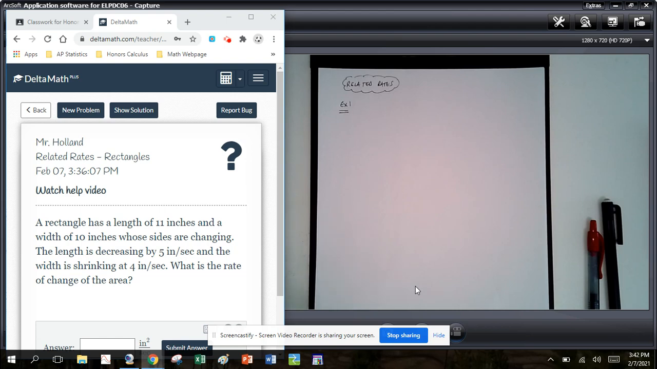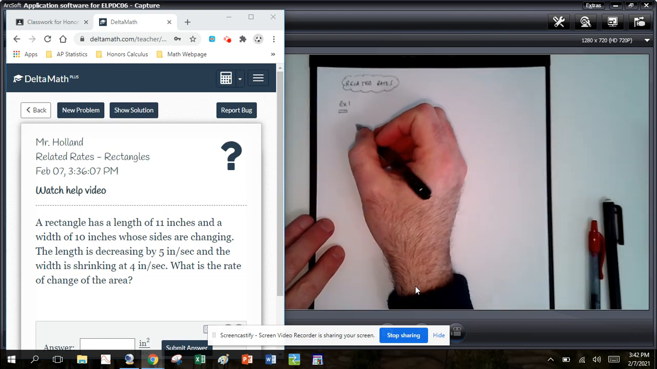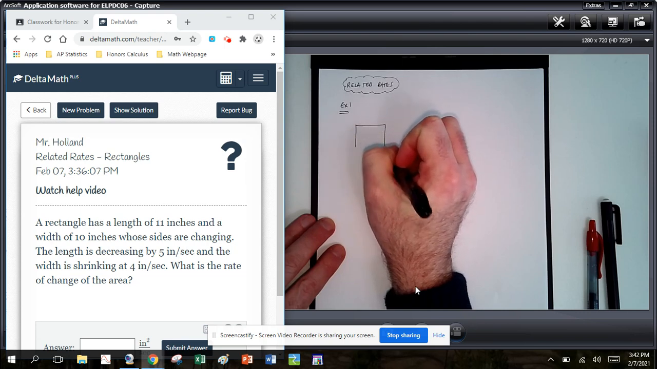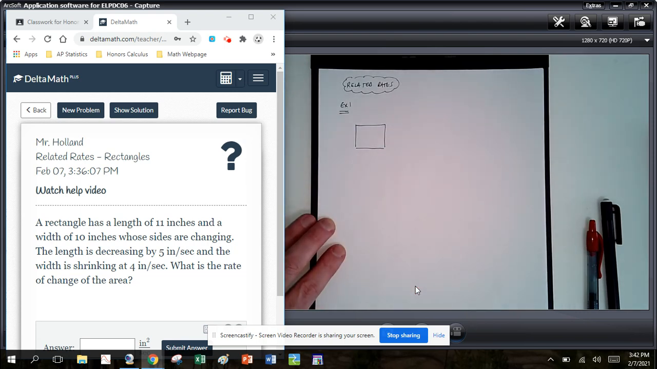So you have a rectangle and it has a length of 11 inches and a width of 10 inches. And the sides are changing. And the length is decreasing by 5 inches per second, and the width is shrinking at 4 inches per second. And we want to figure out what is the rate of change of the area. So with these questions, the first thing you always want to do is draw yourself some kind of diagram so you can visualize what's going on.